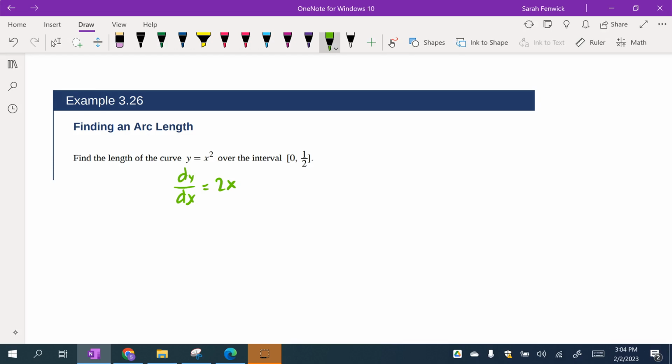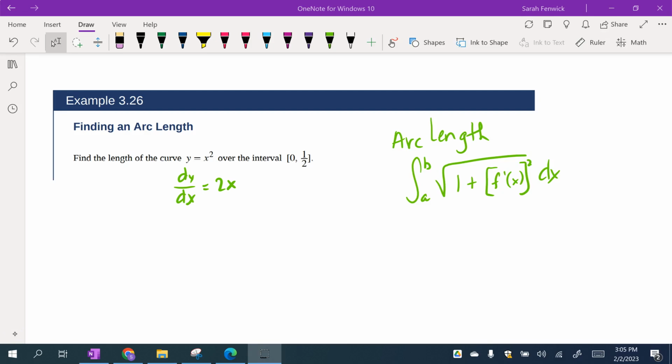So the arc length is going to be, let's remember what the arc length formula was. So our arc length formula I've put here, dy dx is our f prime of x. That's what's going to go here. So we have the integral from 0 to 1/2, square root 1 plus, if I plug in a 2x there and square it, I have 4x squared dx.